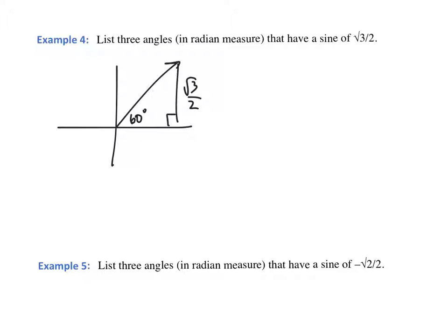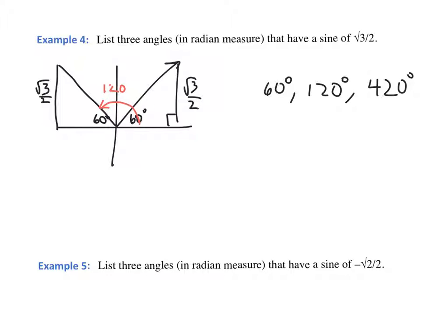Now, what if I wanted another angle that was less than 360 that would also give me a positive root 3 over 2? Yes. Reflected across what axis? The y-axis, because I want the y value to stay the same. Okay, so now if this is also 60 degrees here, the question is, what angle measure is this? 120. 180 minus the 60 gives me 120 degrees. So therefore, I've got 3 angles, 60 degrees, 120 degrees, and my third one, just add 360 to 60, and you got your 420 again.